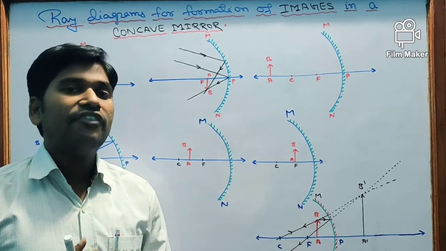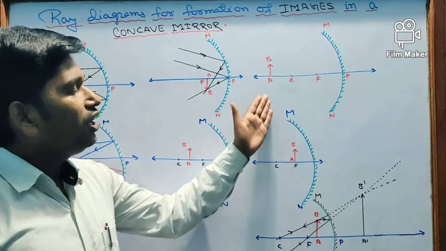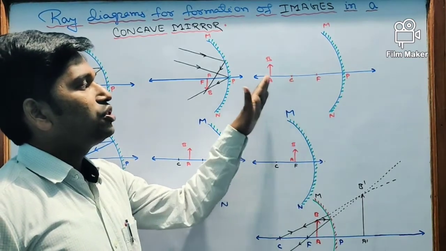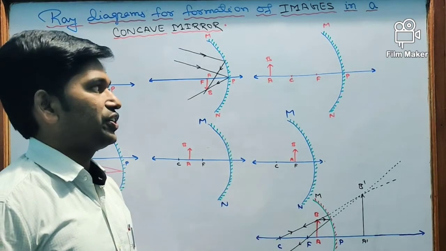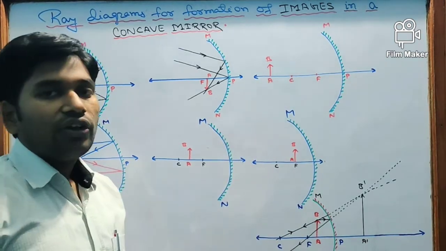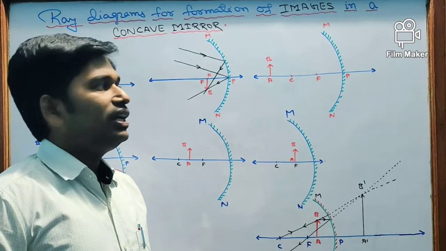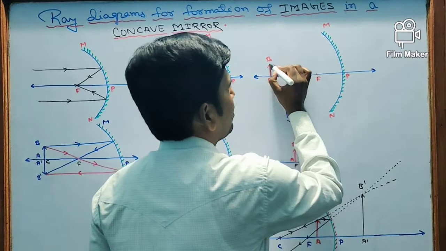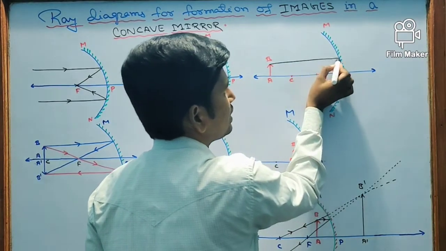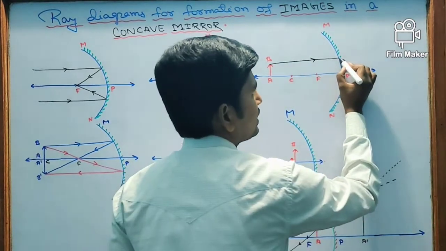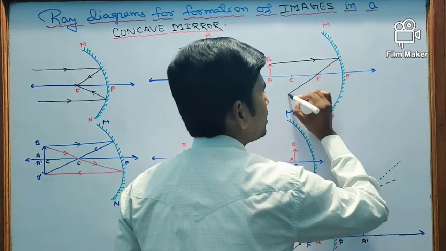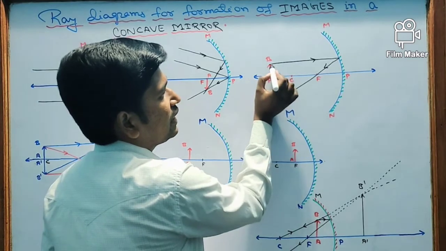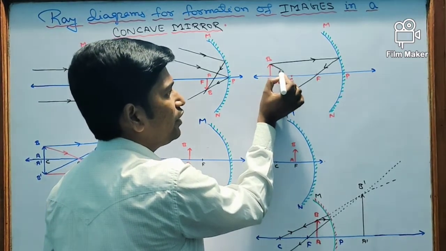because the reflected rays actually intersect after reflection. The third position we will see is when the object is kept beyond the center of curvature. Then to draw the ray diagram, we will take two convenient rays. First I am taking the ray parallel to the principal axis. The ray parallel to the principal axis, after reflection, passes through the focus. One more ray we will take, that is, the one passing through the center of curvature.